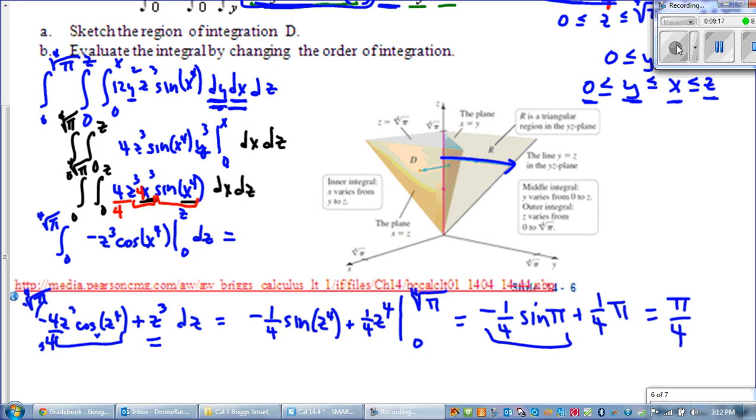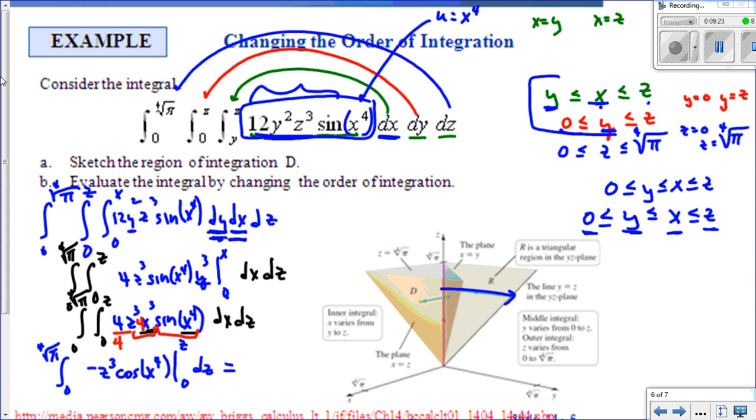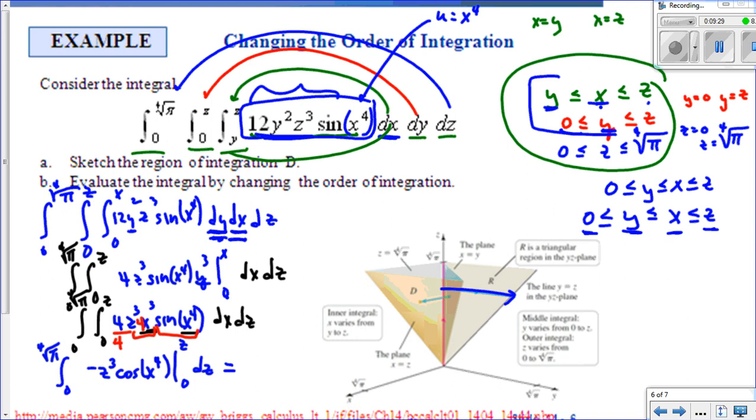Okay, so when you're trying to change the order, be sure you first write down what your ranges of values are for each of the variables based on what these limits of integration say. X goes with these, Y goes with these, and Z goes with these. And then you can use this algebraically without even having to worry about the picture sometimes to figure out what your bounds are. When we switch to Y, we could use this to get the upper bound for Y and the lower bound for Y.